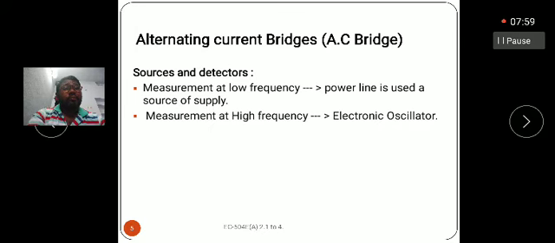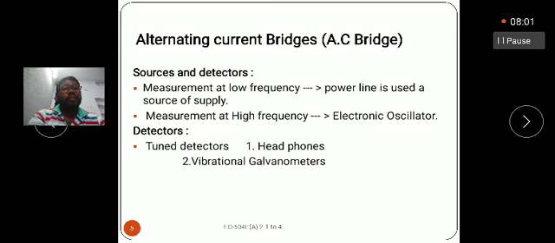Here we are having the sources as well as the detectors. For measurement at low frequencies, the power line is used as the source of supply. For measurement at high frequencies, we are using an electronic oscillator as the source. For detectors, we are having three different types: headphones, vibrational galvanometers and tunable amplifier circuits.